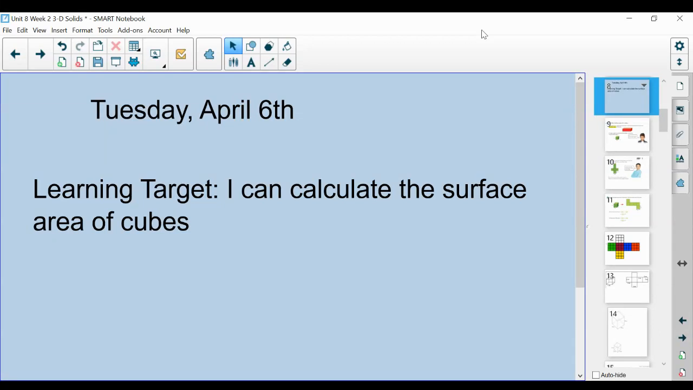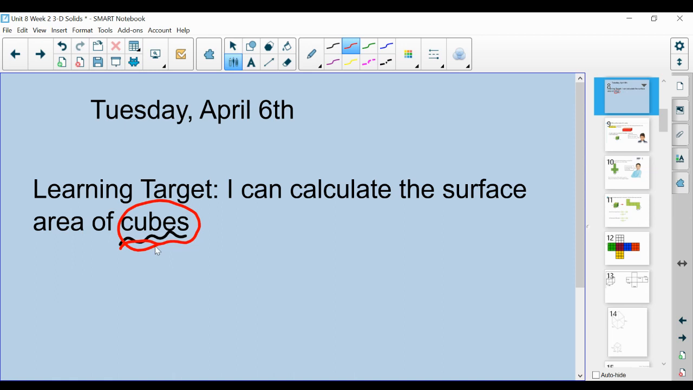Okay, today our learning target is I can calculate surface area of cubes. And again, today we're just going to start with cubes. We will work on other figures like rectangular prisms later this week. So today, just cubes. Now, as I underline and circle that, I want you to think about what you know about cubes.